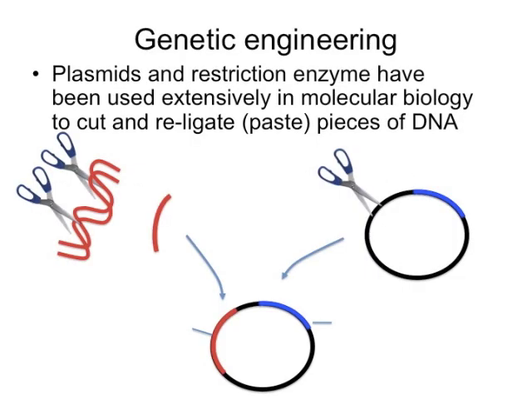In genetic engineering, it has been possible to use restriction enzymes to cut pieces of DNA of interest and insert them into plasmids, and then make many copies, clones, in bacteria.